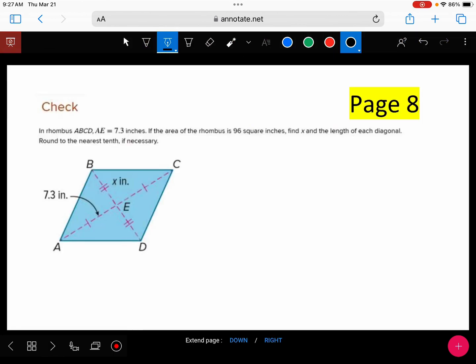All right, last question. So now we have a rhombus, and it says that A to E is 7.3. The area of the rhombus is 96 square inches. We have to find X. All right, so again, we're going to do the same thing. Area for a rhombus is 1/2 diagonal 1 times diagonal 2. So let's figure out what is diagonal 1.